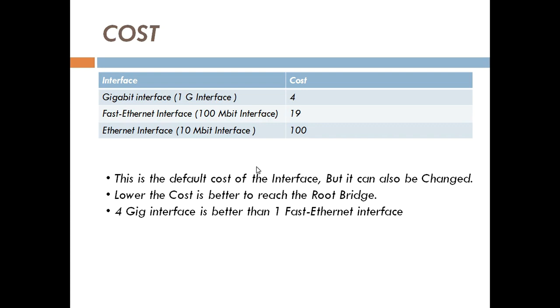The switch will choose the 1 gig interfaces to reach a root bridge rather than a 100 M interface. The reason is it takes a cost of only 16, while the fast Ethernet interface, which is directly connected, has a cost of 19. So it will choose the lower cost. The lower cost is 16, so it automatically chooses the gigabit path as compared to the fast Ethernet interface. This is how the cost works.